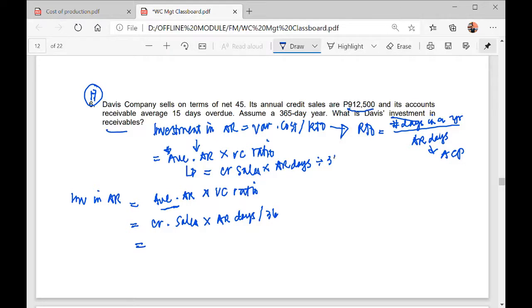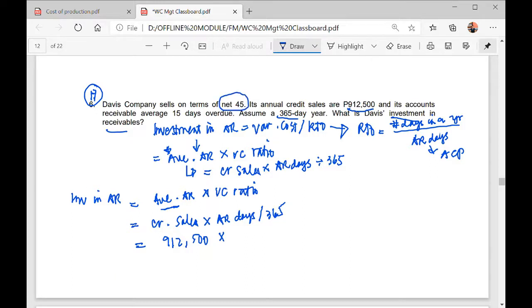Ngayon 365 na siya kay mao may given sa problem. Okay? So, credit sales is 912,500. Then times, what is our AR days? How do we get the AR days? This would be the terms is 45 days.